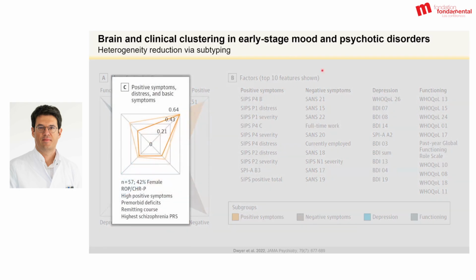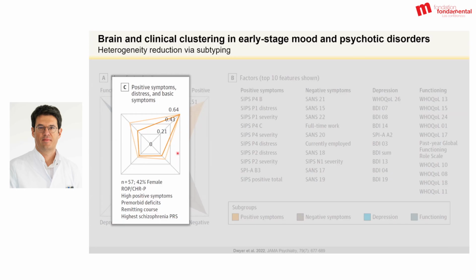And the nice thing about this algorithm, which is a non-negative matrix factorization, this is the name of it, is that it basically also segments the population into subgroups. And you see here the positive subgroup, which contains primarily recent onset psychosis patients and CHR individuals, high positive symptoms, premorbid deficits, but a remitting course.